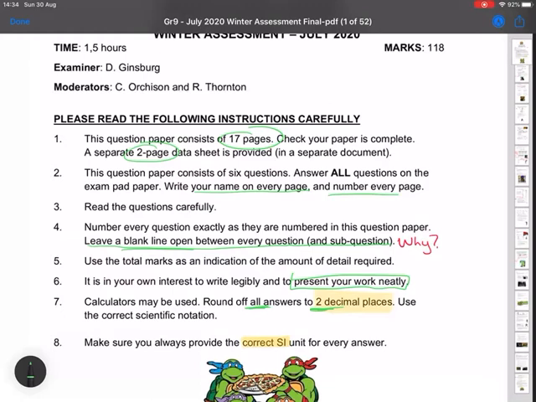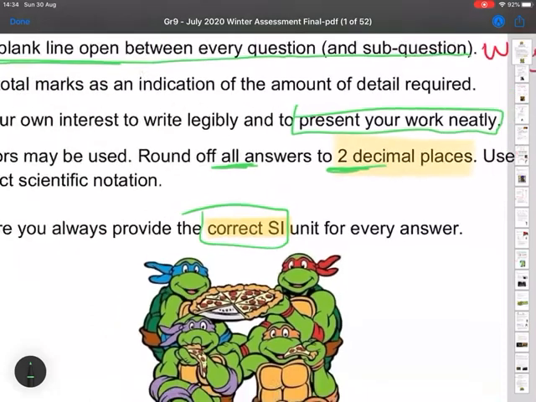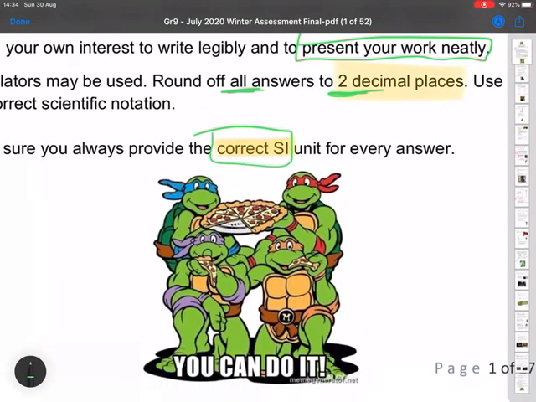Make sure you always provide the correct SI unit. Many of you lost out on a mark. You know this already, even from last year. You lost a mark if you didn't give the right unit for each calculation. Very important to do that. Some of you did give a unit, but it was the wrong one. So please make sure you learn your SI units so that you know, for example, that if we ask you to calculate current, the symbol for current is I, you must give your answer with units of amps, ampere.